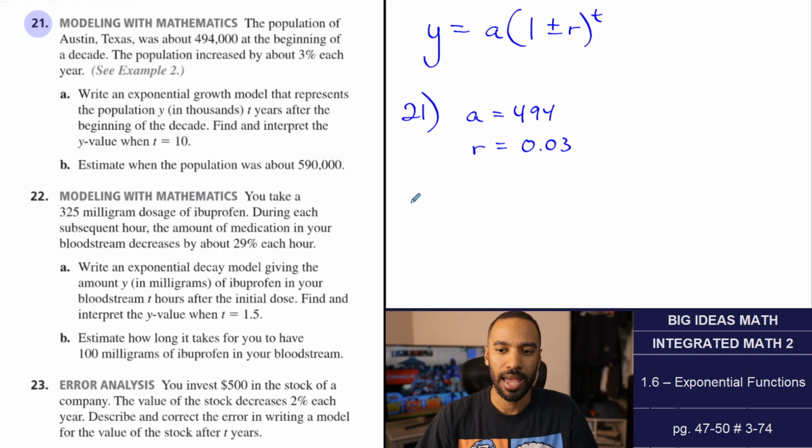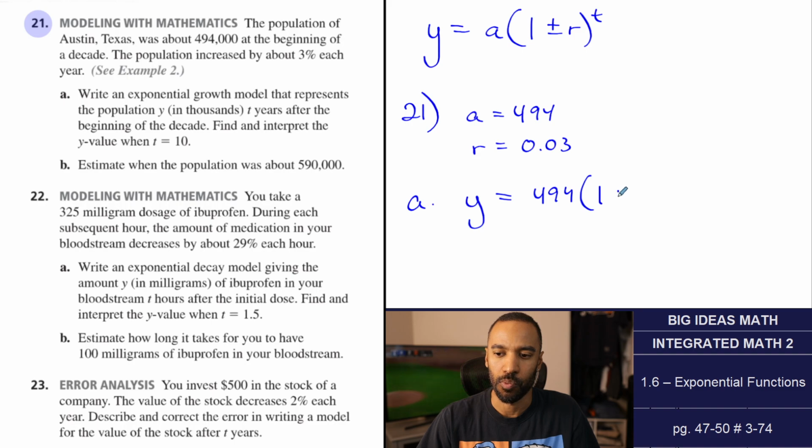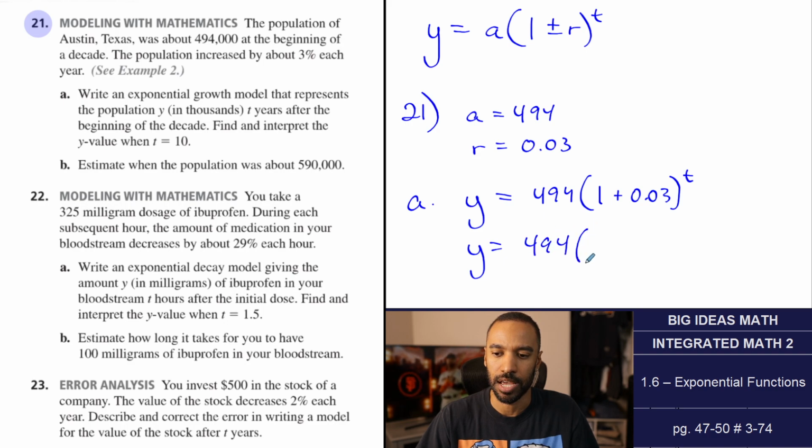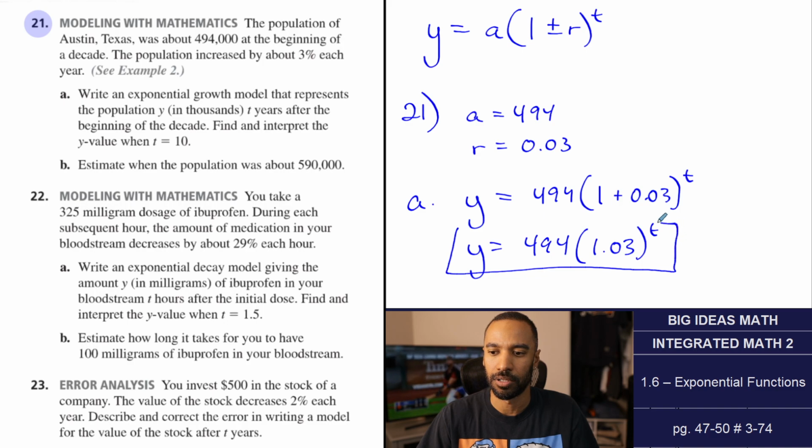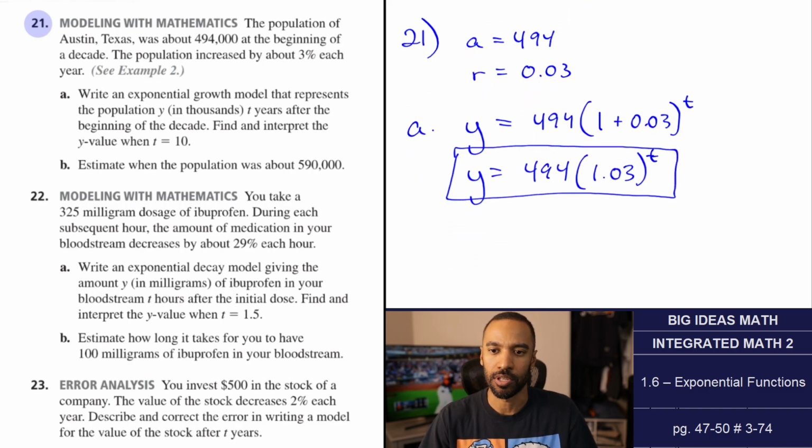So on part A, they ask you to write a model situating this. This is all in thousands, remember. So this many thousand people equals this many thousand people times 1 plus 0.03 to the t power, or y equals 494 times 1.03 to the t power. That's your model. It's expected to be simplified, use t, and have the proper units, which is in thousands.